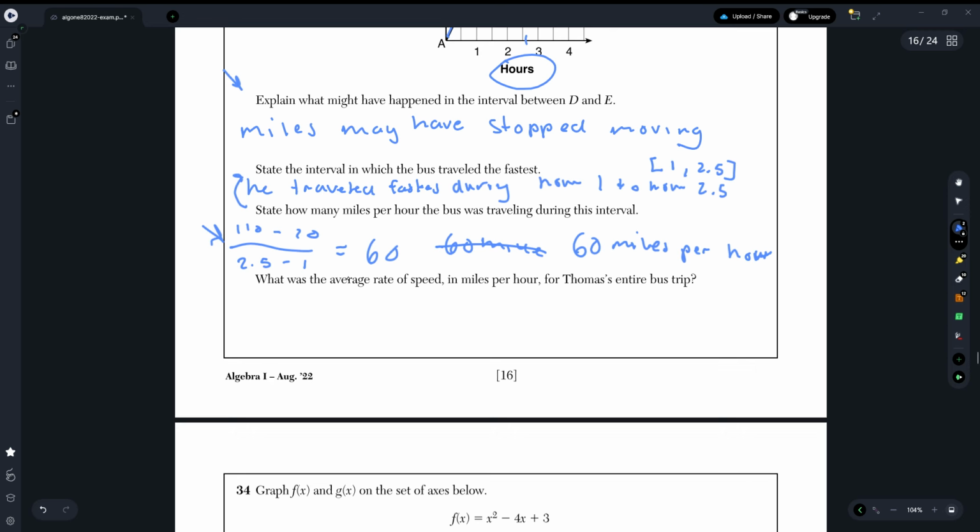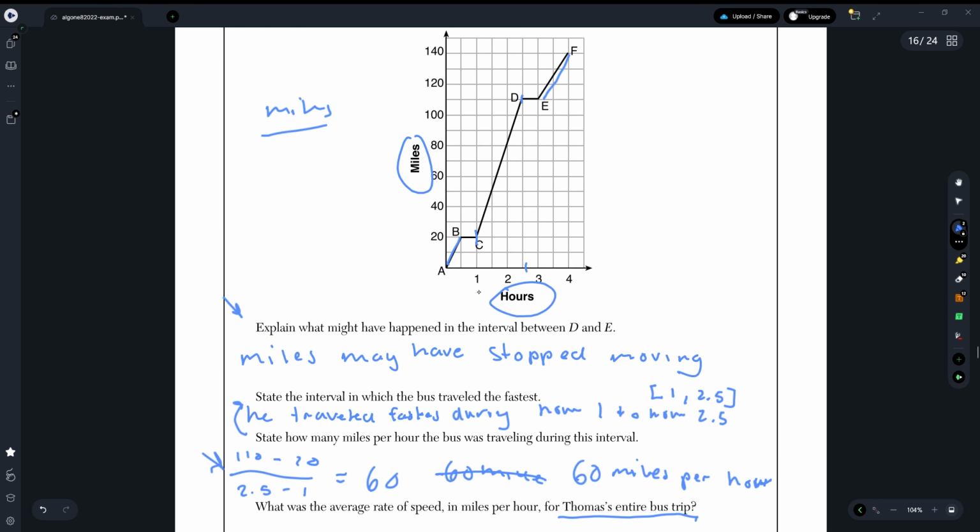So the final part asks, what's the average rate of speed in miles per hour for Thomas's entire bus trip? So instead of looking at an interval, like for example C to D, right? Also, for this interval, you could have stated from point C to point D, same thing. So we're looking at from A to F. Instead of limiting ourselves to this x value, to this x value, we're going to look at the entire thing as a whole. So we're going to look from 0, 0, all the way to 4, 140.